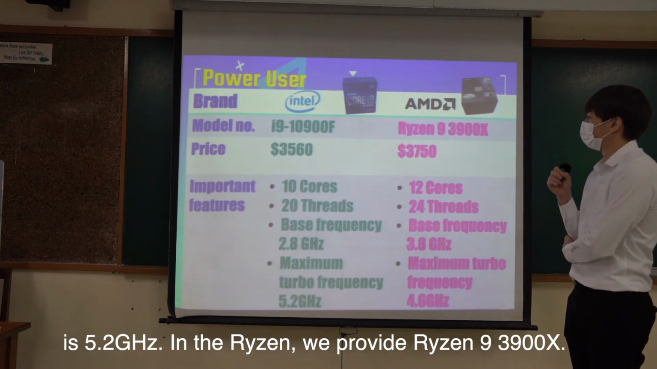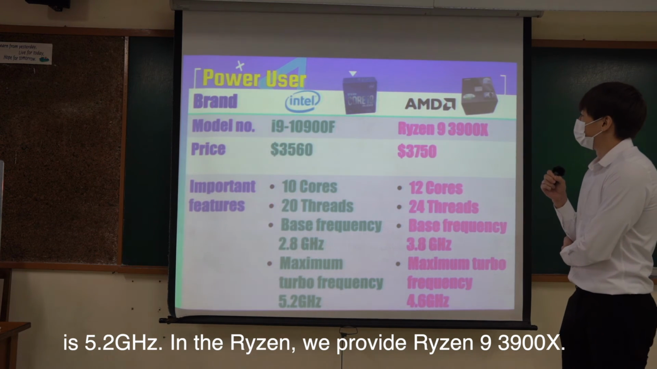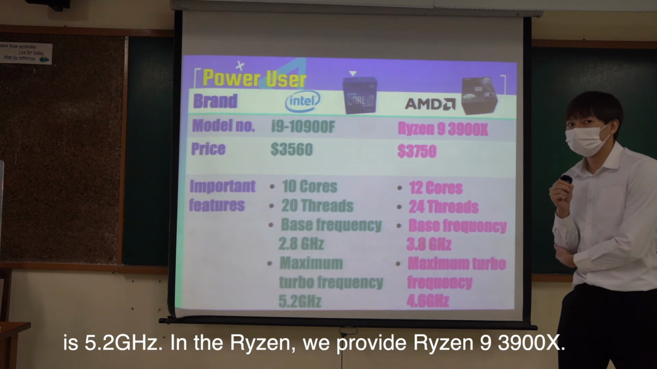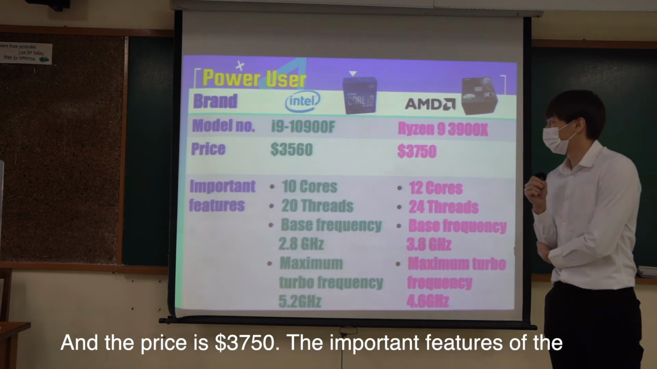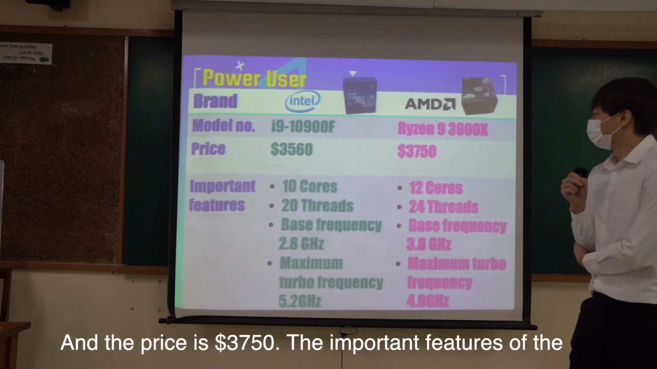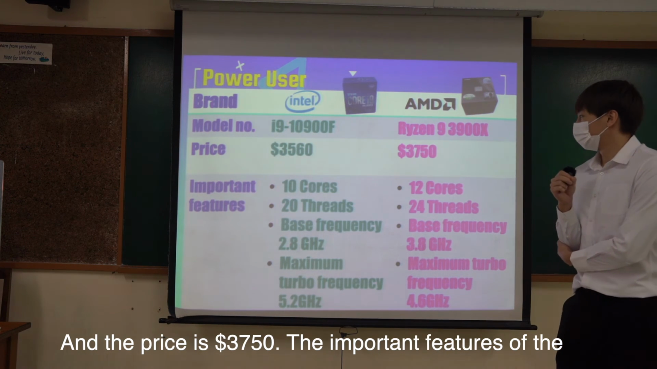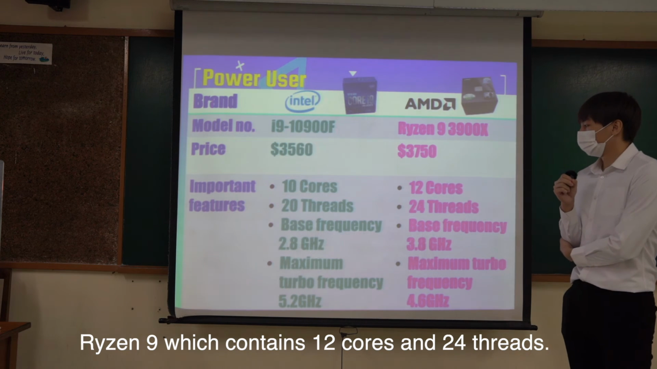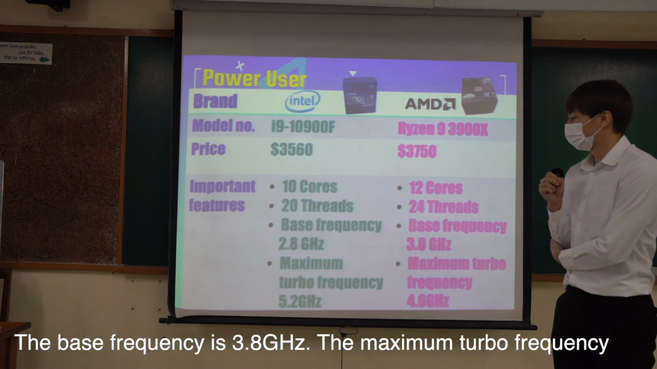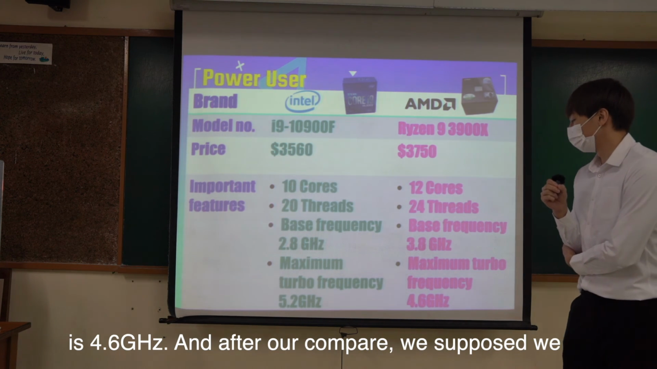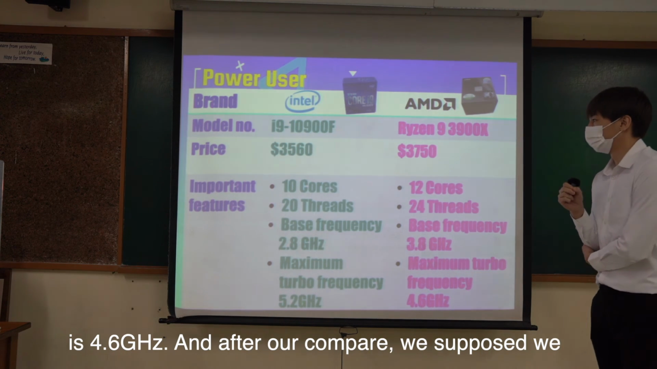In the Ryzen, we provide the Ryzen 9 3900X, and the price is 3,715. The important features of the Ryzen 9 are 12 cores and 24 threads, and the basic frequency is 3.8 GHz, and the maximum turbo frequency is 4.6 GHz.